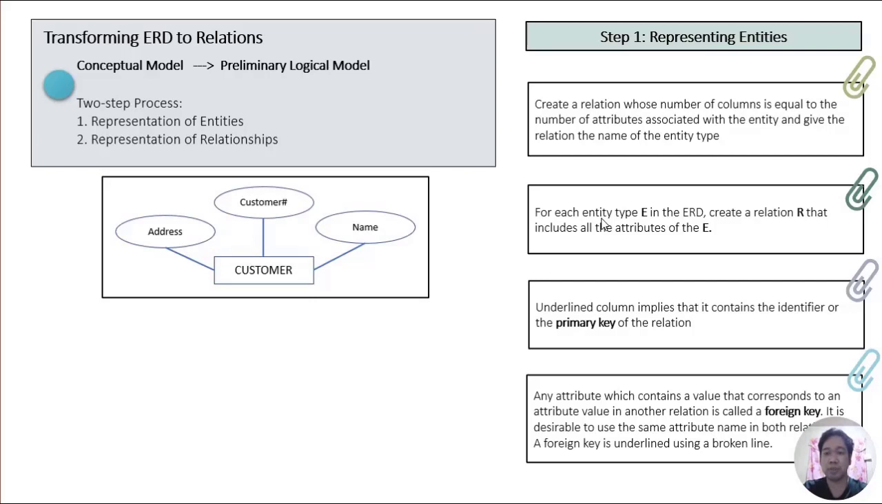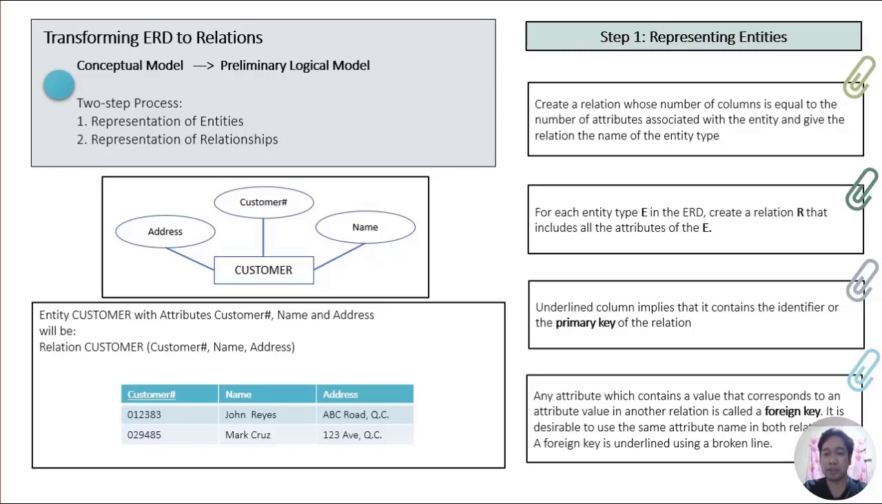The entity customer will be our relation customer and its attributes, customer number, name, and address will be the columns. Notice that customer number is underlined by a solid line. This means that the customer number is the primary key for this table. If we are to add this to another relation as a foreign key, we distinguish it by underlining with a broken line.